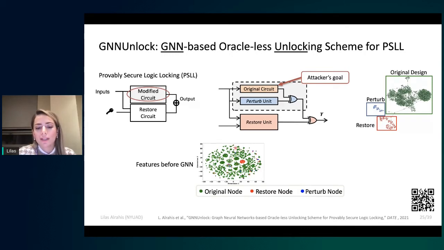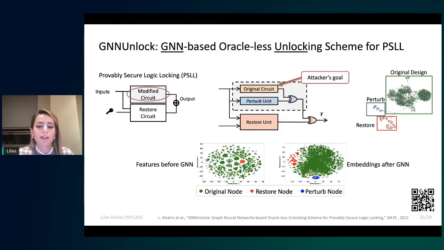However, when we feed these feature vectors along with the graph, the structure of the circuit, to the GNN, the GNN will automatically generate an embedding for us. And now I am visualizing the embedding obtained by the GNN. So you can see the GNN now gives us a new embedding in which similar nodes are close together in the embedding space, which means that the restore nodes are close together, the perturb nodes are close together, and then the original design can be isolated. So this is the high-level idea of GNN Unlock.